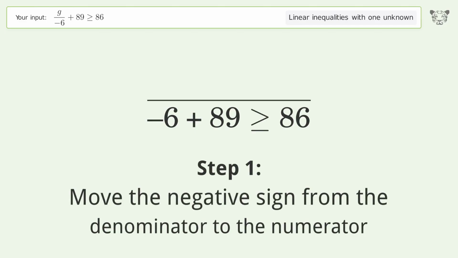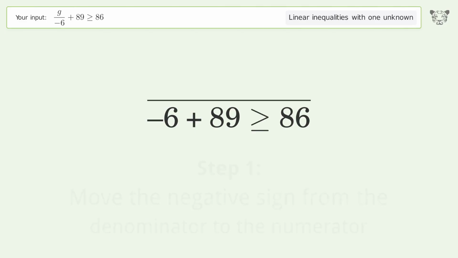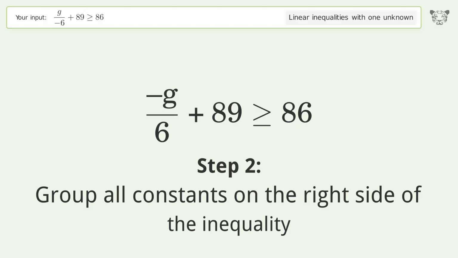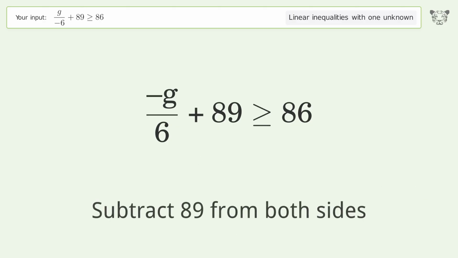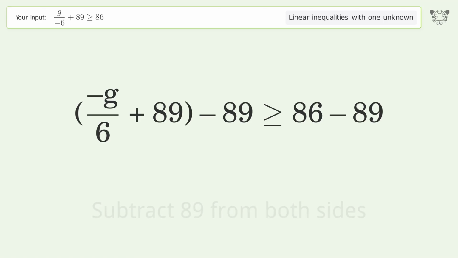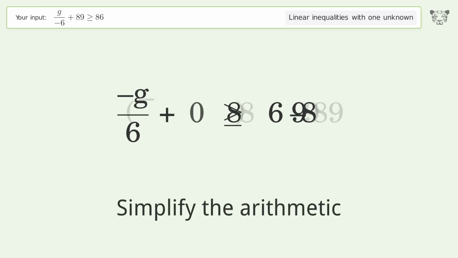Move the negative sign from the denominator to the numerator. Group all constants on the right side of the inequality. Subtract 89 from both sides. Simplify the arithmetic.